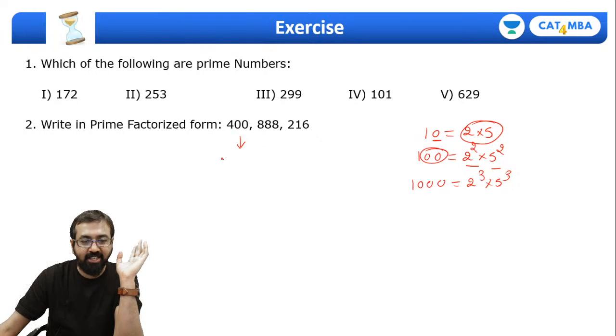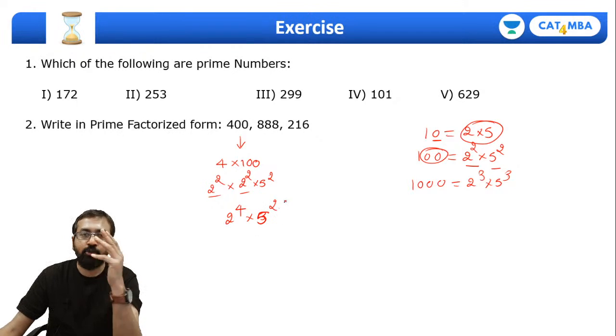So 400 can be thought of as 4 into 100. Now we know 100 is nothing but 2 square 5 square. What is 4? It's nothing but 2 square. So how many times do you see 2 in this? 4 times. So 2 raised to 4 and 5 square. As simple as that. Can you do it this way?